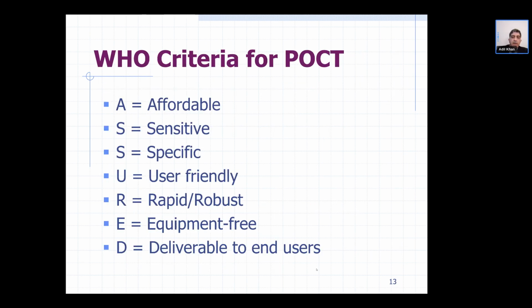And then the WHO criteria also has this acronym, ASSURED, which stands for: A for affordable, S for sensitive, S for specific, U for user-friendly, R for rapid and robust, E for equipment-free, D for deliverable to the end users.